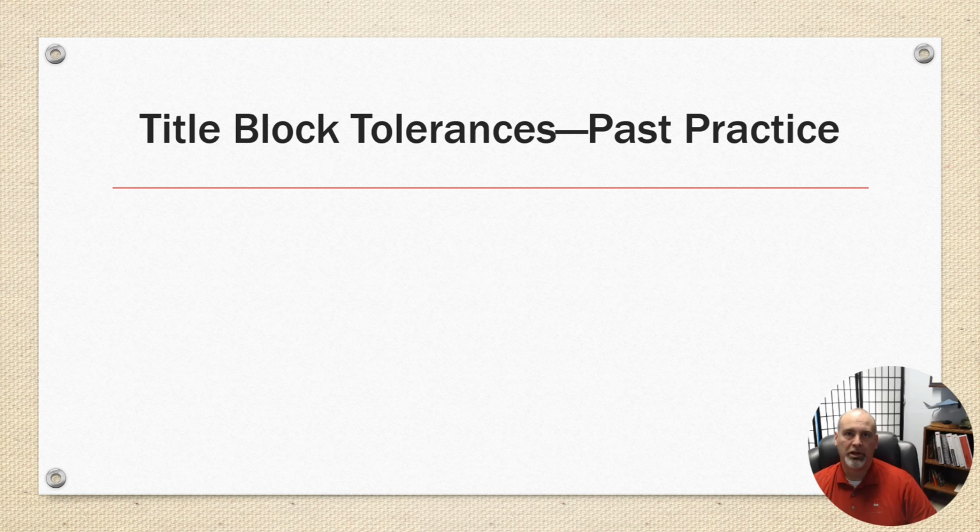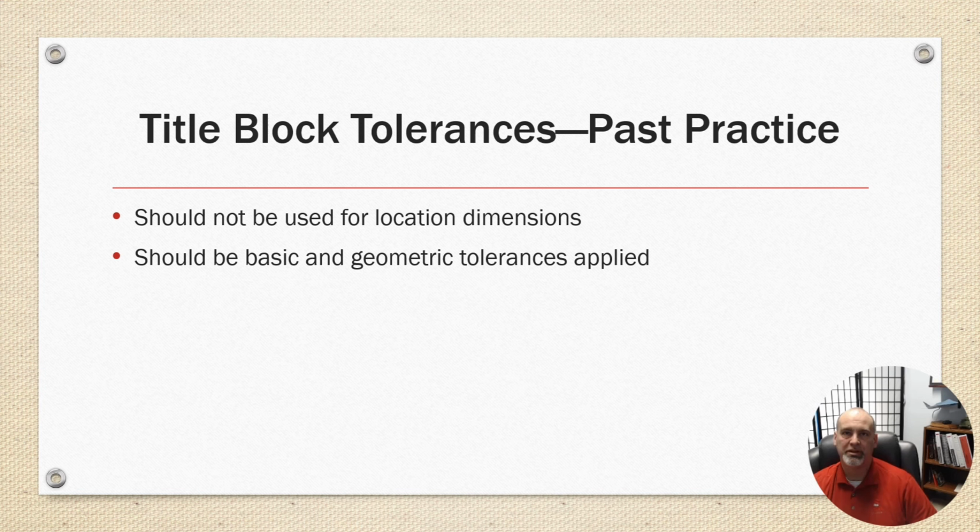So, title block tolerances, a common past practice. It's still used, but they should not be used for location dimensions, and basic dimensions and geometric tolerances should be applied to those instead.